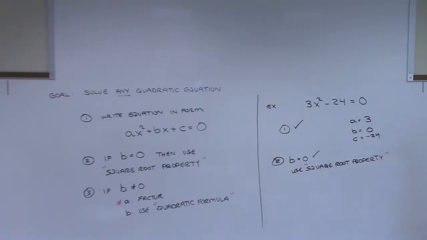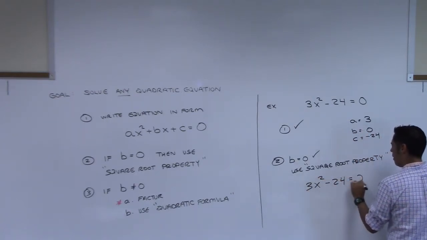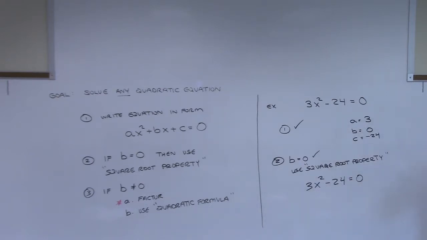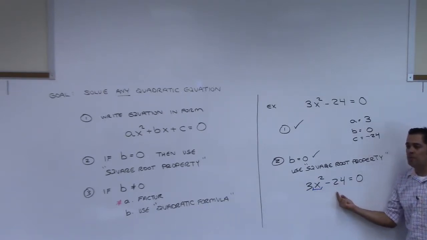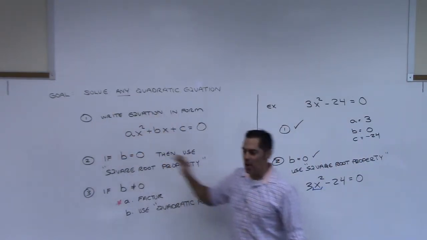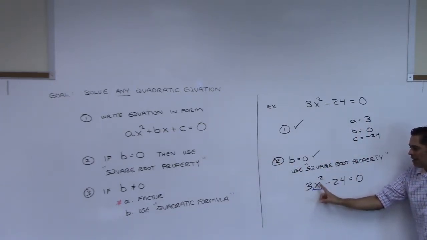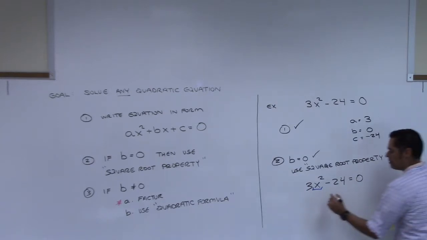So here's how the square root property works. All we do is we write the equation down. And we're going to do this kind of like a linear equation. We're going to try and get x squared by itself on one side of the equation. So if I want to get x squared by itself, the first thing I'm going to do is move this over. I know that seems weird because we started the problem by moving everything to one side. But if b is 0, you're always going to want to get x squared, whatever that square term is, by itself. So I'm going to add 24 to both sides.